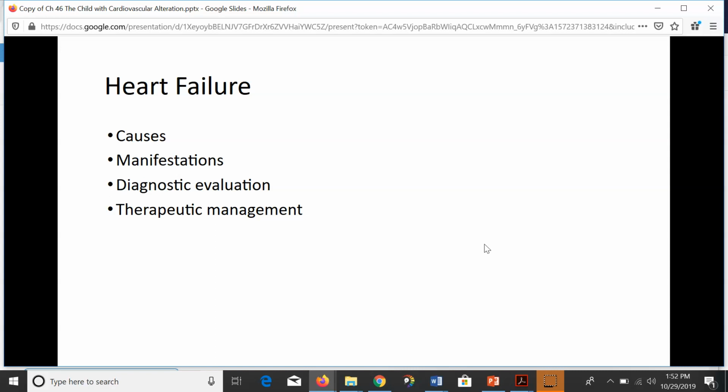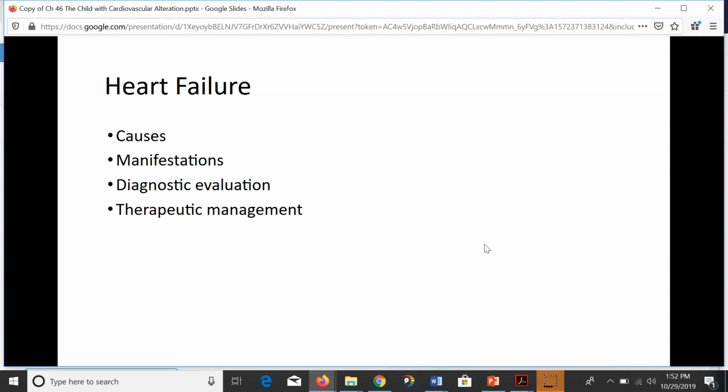Heart failure is a heart's inability to circulate blood sufficient to maintain the metabolic demands on the body. It's typically caused from an underlying congenital defect that causes volume or pressure overload. It can be from an acquired disease, which we'll talk about shortly. Many times the signs of HF are very subtle and not always caught.